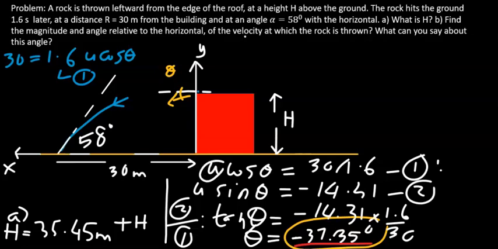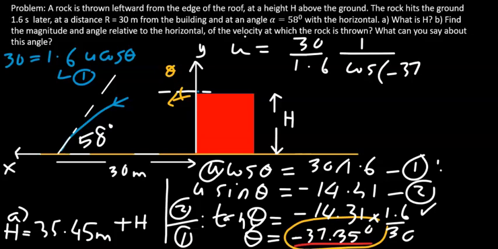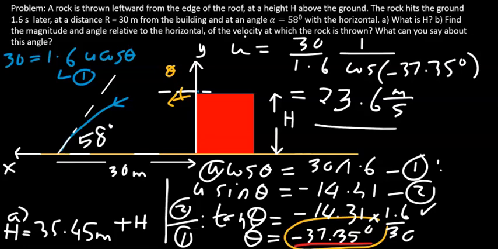You can use either equation 1 or equation 2 to get u. Let's use equation 1. u equals 30 over 1.6 over cosine theta, which in this case is minus 37.35 degrees. Doing the calculation, you get 23.6 meter per second for u. And that is the magnitude of the velocity at which the rock is thrown. And together with this angle, we have a complete answer for part B. And that solves the problem.